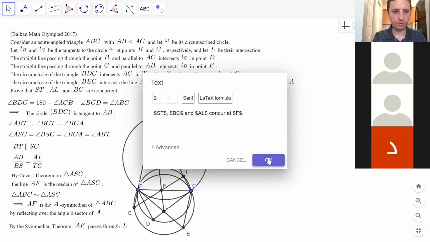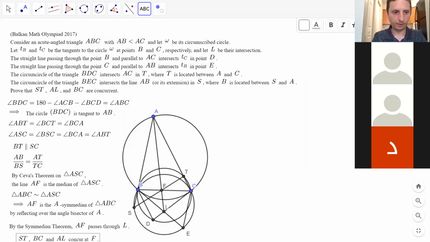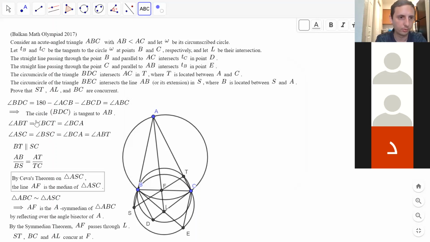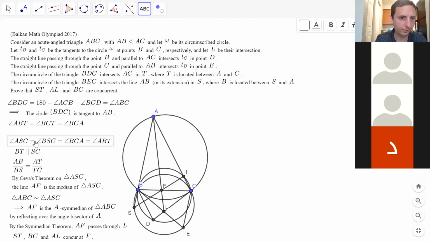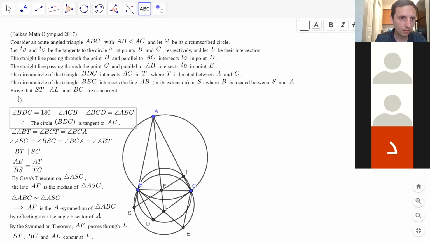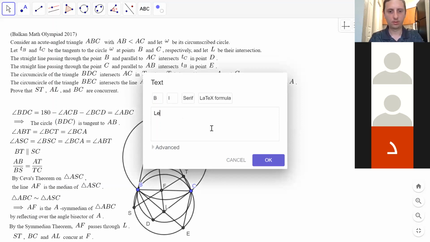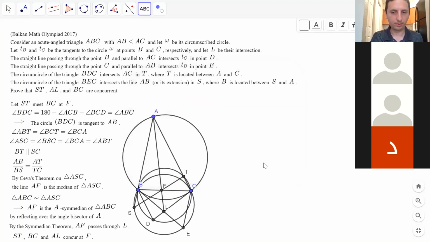Did I even define F? Yeah, I should define F. Let ST intersect BC at F. I'll write that out, just for the people watching on YouTube. They might be like, what is F? All right, very nice. So I will move on to the next one.